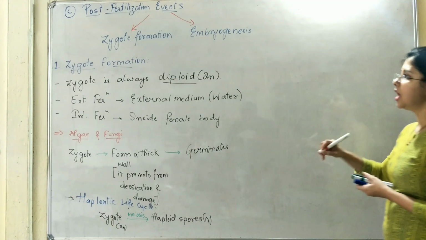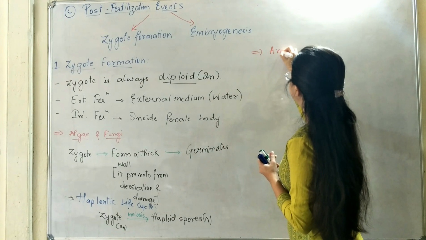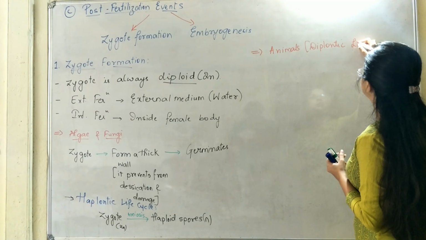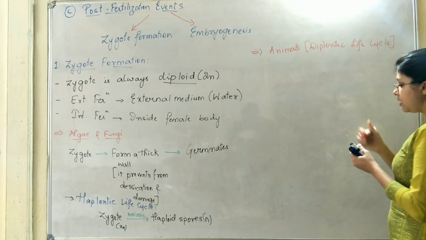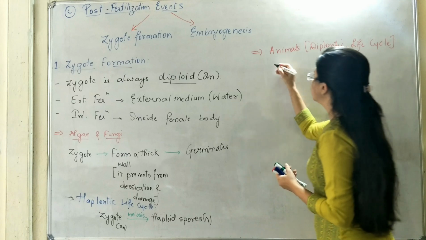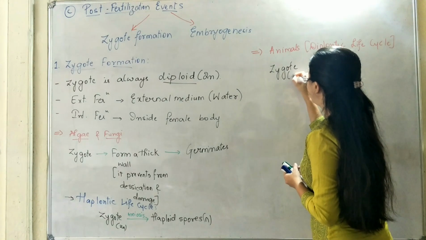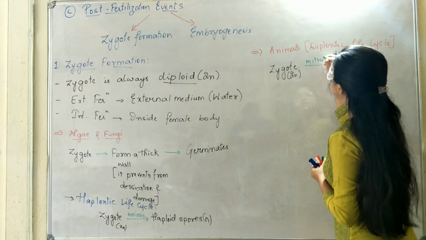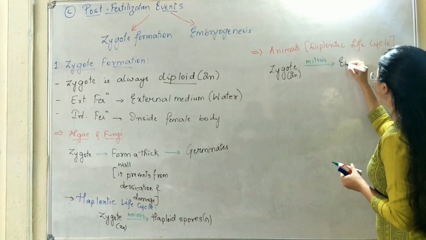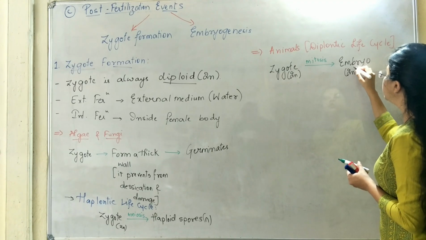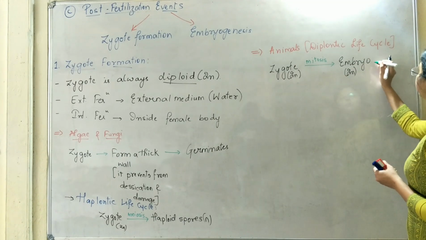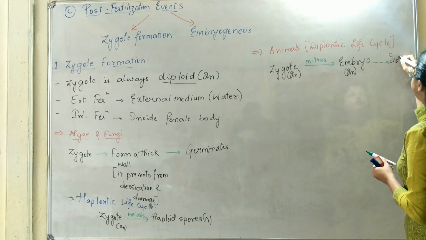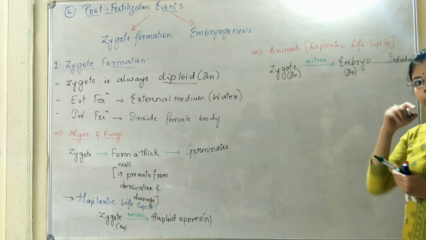Coming to the second example, animals follow the diplontic life cycle. Right? So when organisms follow the diplontic life cycle, the zygote, which is a diploid structure, will divide by mitosis, which is the type of equational division, to form the embryo, where each cell of the embryo will also be diploid. And these embryos are going to later divide and form differentiated, or you can say specialized, tissues and organs to give rise to the new individual. Okay.